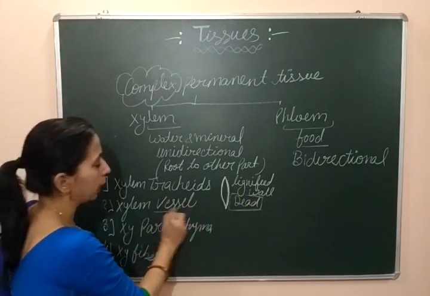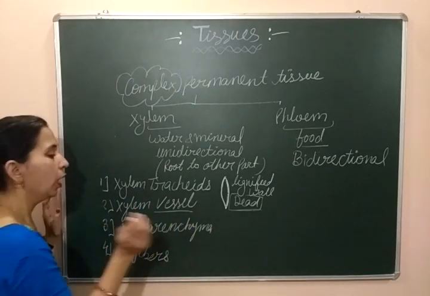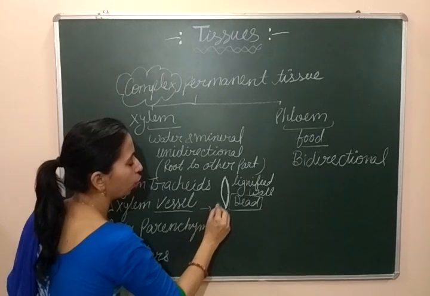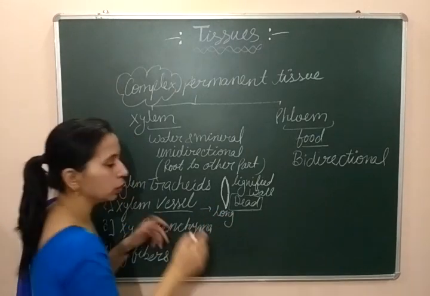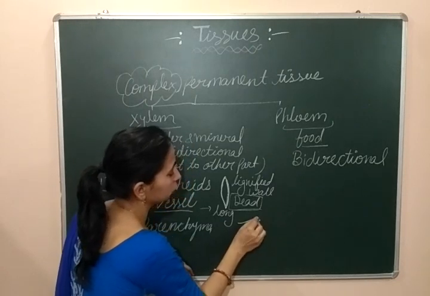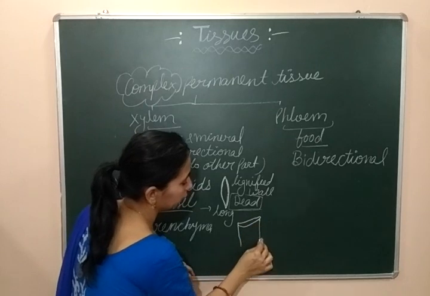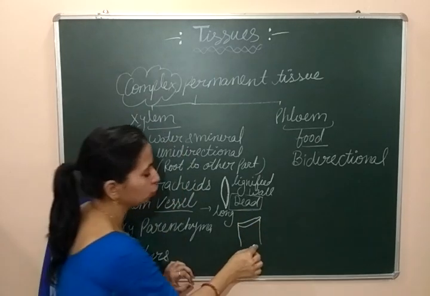The vessels also help in the transportation of water. Vessels भी water transportation में help करती हैं. Vessels क्या होती हैं? They are long tube like structure. इनकी जो structure होती है वो long होती है, tube like structure होती है, and they are joined one by another. ये इस तरीके से join होती है एक के साथ दूसरी vessel.